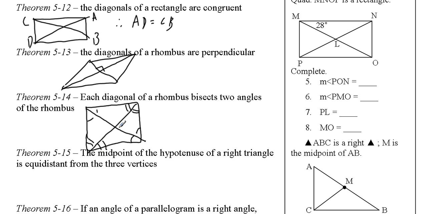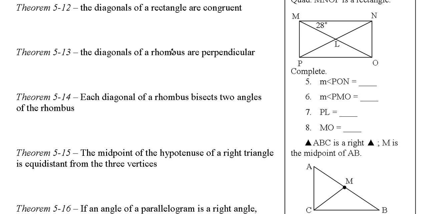On a square, obviously, since it's a rectangle also, we would end up with all these angles being the same and all these segments being the same. And remember, since a square is a rhombus and a rectangle, this applies to squares, this applies to squares, and that applies to squares. Okay. Theorem 515 seems a little out of place when you first look at it because it's talking about triangles now. It says the midpoint of the hypotenuse of a right triangle.